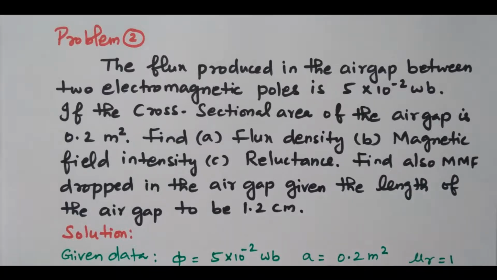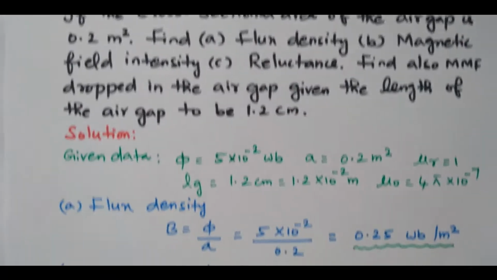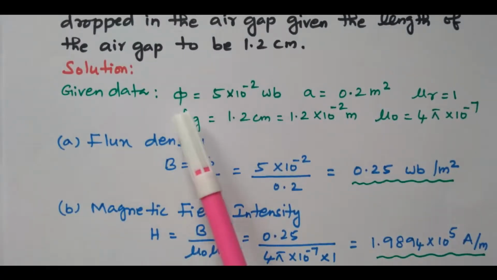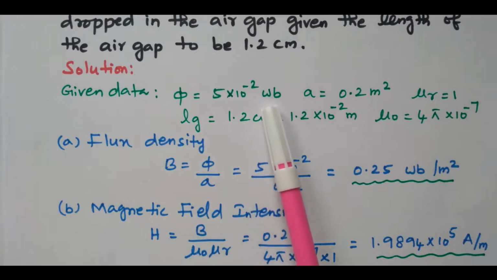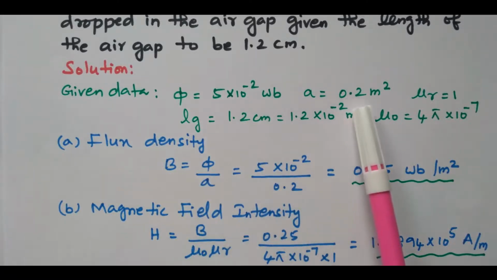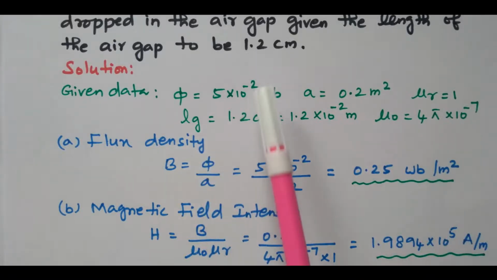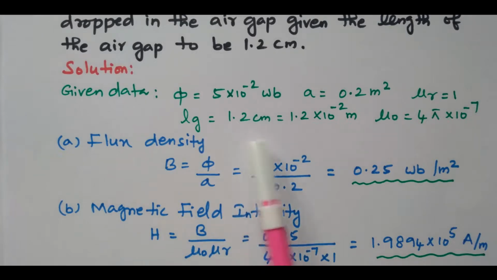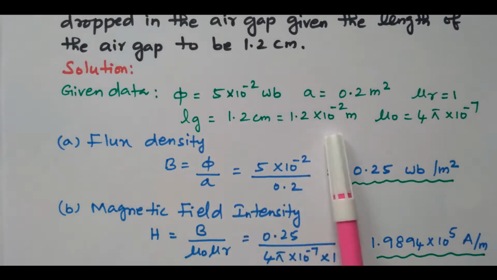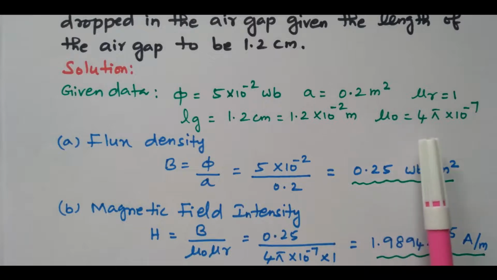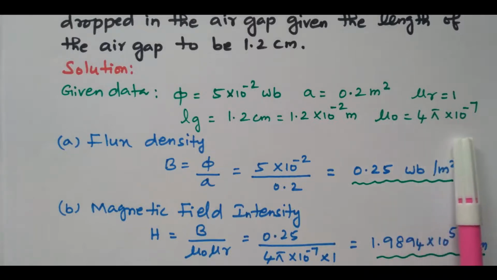Now we will see what data is available. The flux in the air gap is 5 × 10^-2 Weber. The area is given as 0.2 meter square. μr equals 1 because it is an air core. The length is given as 1.2 centimeter, that is 1.2 × 10^-2 meter. Then μ0 is a constant, the absolute permeability, 4π × 10^-7. So these are all the data available. Now we'll find the values one by one.